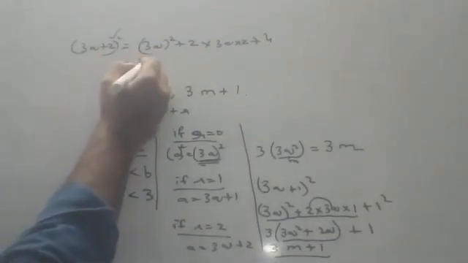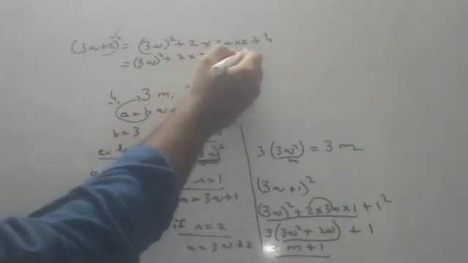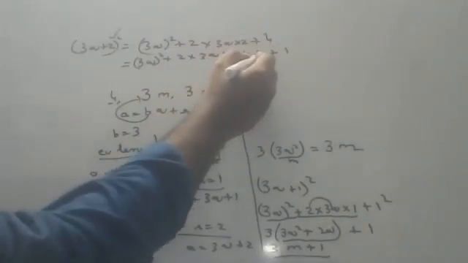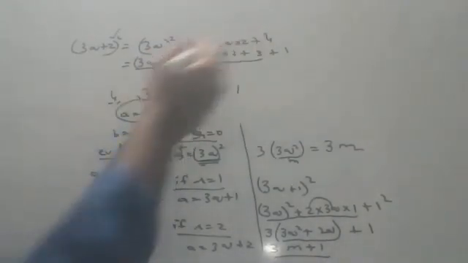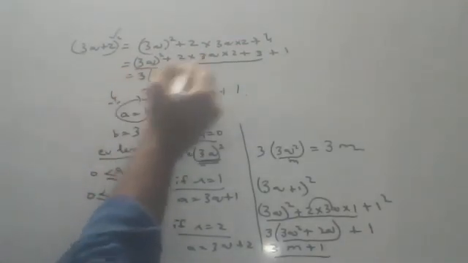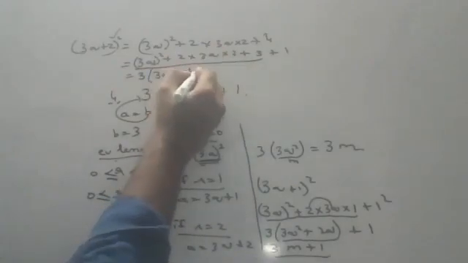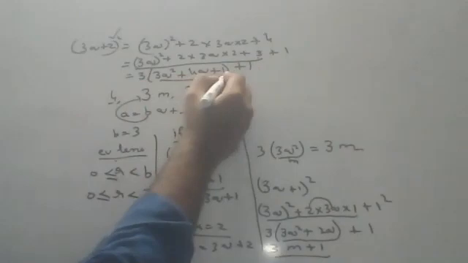Please see here, children. 3q square plus 2 into 3q into 2 plus 4. I will write 4 as 3 plus 1 because I want to make everything common as 3. If I take 3 common, children, here 3q square plus 1, 3 is outside, no? 2 2s are 4, 4q will be inside. Instead of 3, 1 will come because 3 is there. Plus 1. This whole thing is m, children.